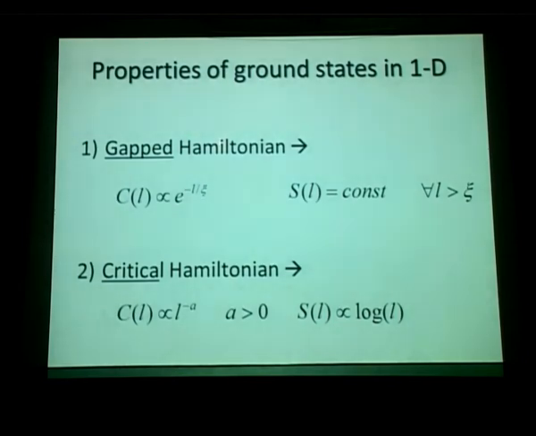Here I'm going to make a distinction between gapped Hamiltonians and Hamiltonians that are critical, so basically gapless. In ground states of gapped Hamiltonians, what we see is that the correlations decay exponentially with the distance between the two-point correlators, whereas the entanglement entropy saturates to a constant. As you consider blocks of increasing size, you might see that this entropy grows but quickly saturates to some constant. On the other hand, in the ground states of critical Hamiltonians, the correlations decay polynomially with L, and the entanglement entropy grows as log L.